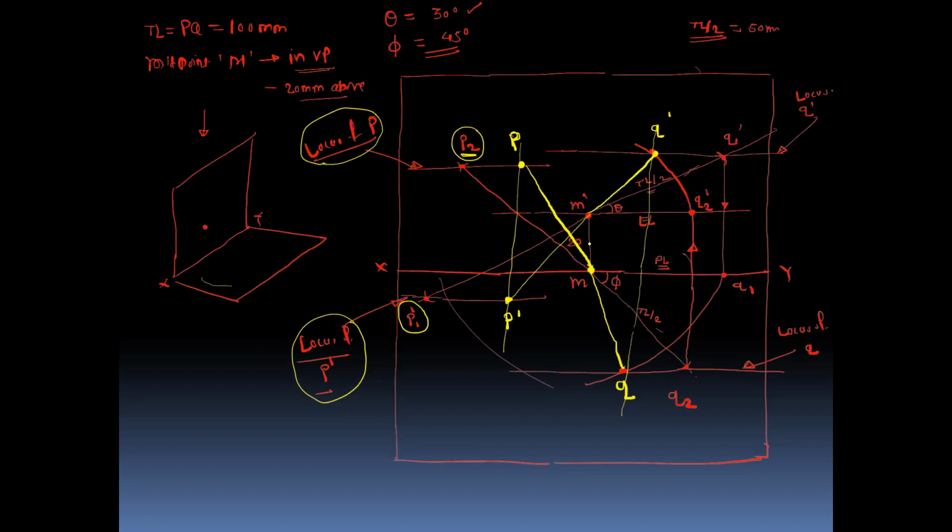So after completing this projection, just determine the inclination, that is called the apparent inclination, alpha and beta. So this is your last part. Okay.